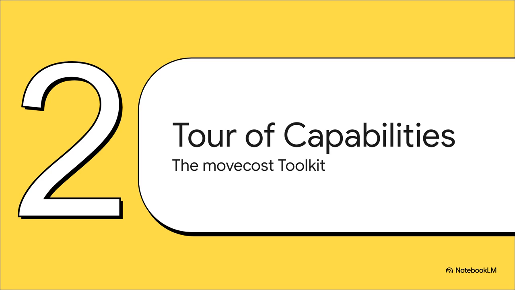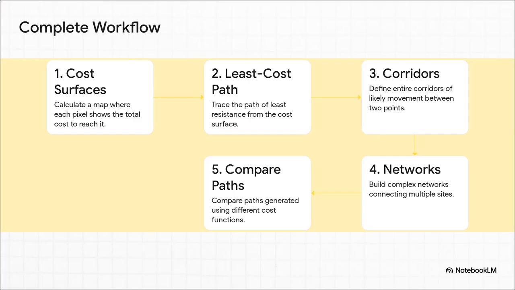This isn't just a single function. It's an entire analytical pipeline, and it's designed to handle a huge range of research questions, all inside this one package. The package gives you a complete workflow. You start by calculating what's called an accumulated cost surface. Think of it like a map, where every single pixel shows the total cost to get to it from your starting point. From there, you can trace the single path of least resistance, or you can define entire corridors of likely movement. You can even build these complex networks connecting multiple sites or compare different what-if scenarios side by side.